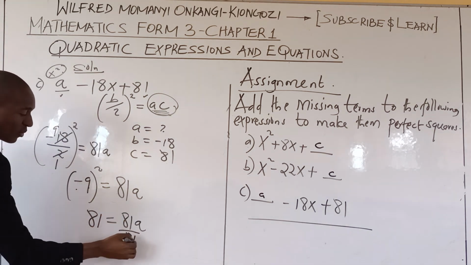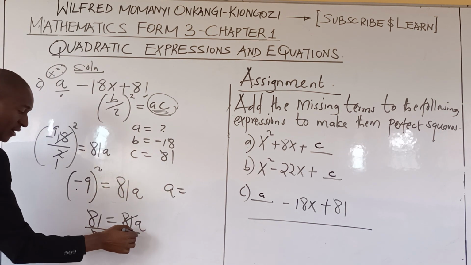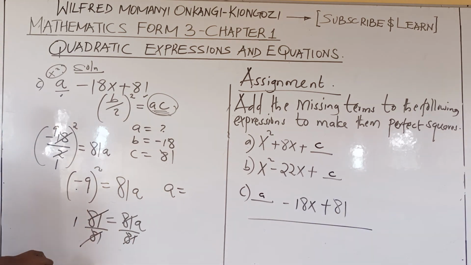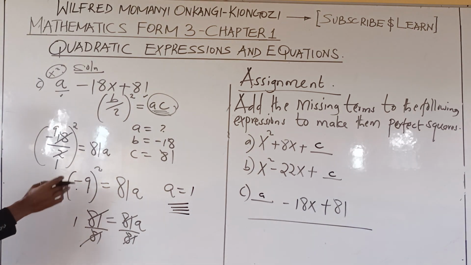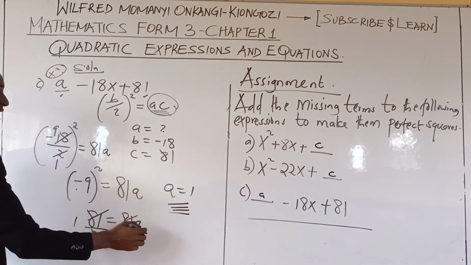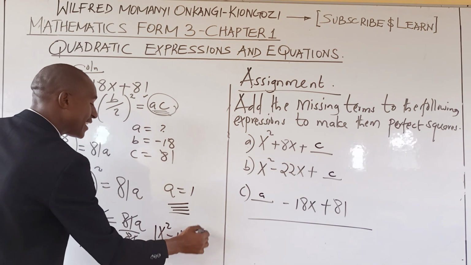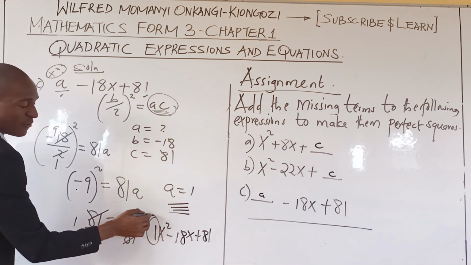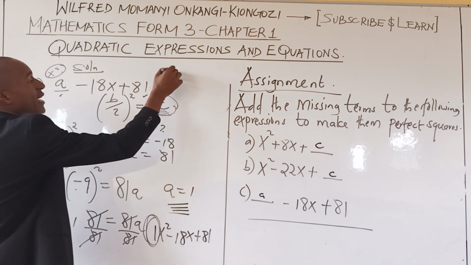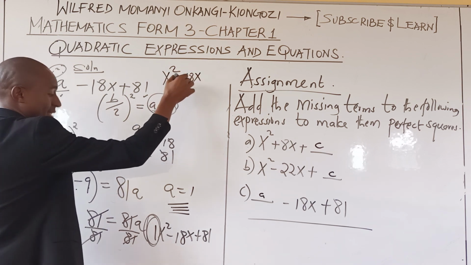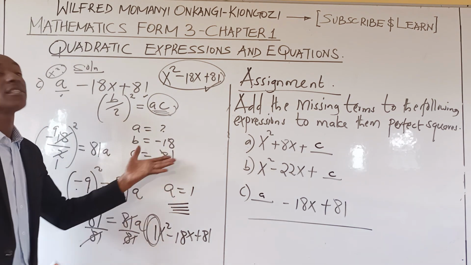You divide by 81 on both sides, and 81 cancels with 81, and also on this side to get 1, your a is 1. So the quadratic expression in question, because a is 1, shall be 1x squared minus 18x plus 81. But this one is insignificant. It is not important. So you remain with x squared minus 18x plus 81 as your expression, and it is perfect.